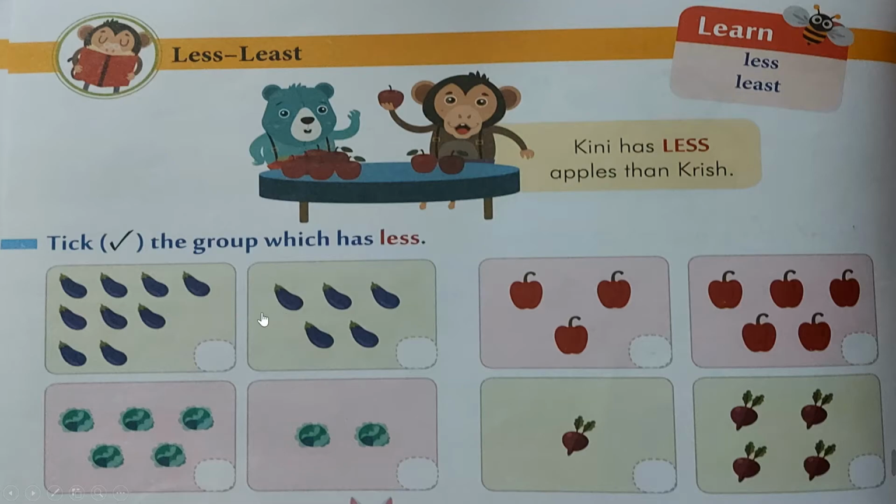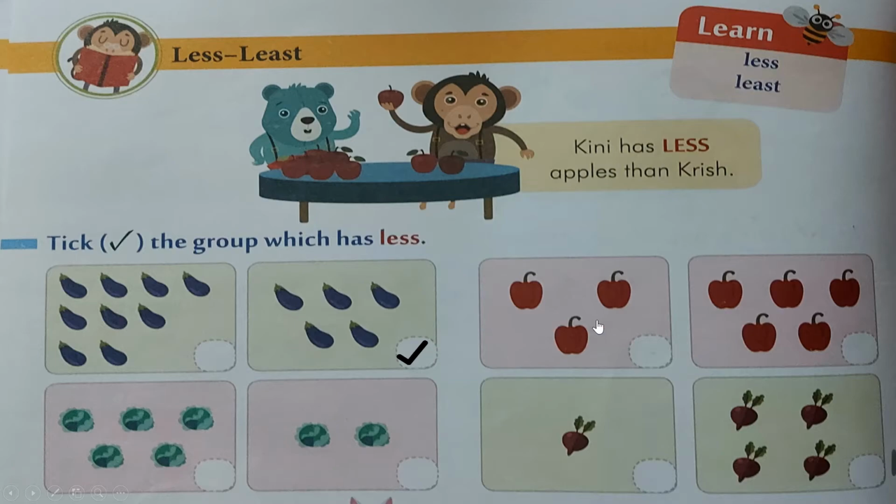Here they have given two groups, children. Among these two groups, we have to tick the group which has less. See this image, children. What are there in these images? Yes, brinjals. Here there are two groups of brinjals. In the first group, how many brinjals are there? 1, 2, 3, 4, 5, 6, 7, 8, 9. 9 brinjals are there in the first group. And in the second group, 1, 2, 3, 4, 5. 5 brinjals are there. Which group has less brinjals? First group or second group? Yes, second group has less brinjals. So, we have to keep the tick here.